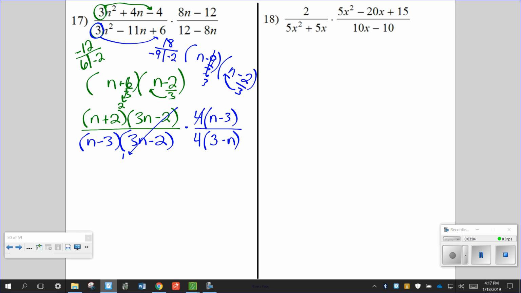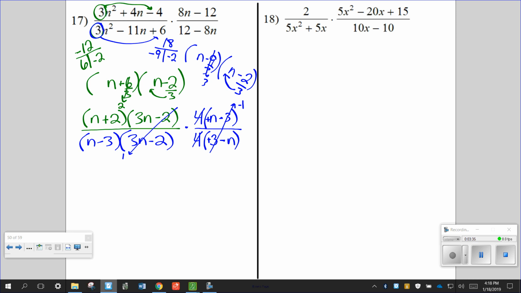So the 4's will divide out, they equal 1. We have n minus 3 over 3 minus n. These are the exact opposites. We have a positive n in the numerator and a negative n in the denominator. We have a negative 3 in the numerator and a positive 3 in the denominator. So those divide out, but they don't divide to equal 1, they equal negative 1. It's like a 7 divided by negative 7. It's going to give you negative 1.